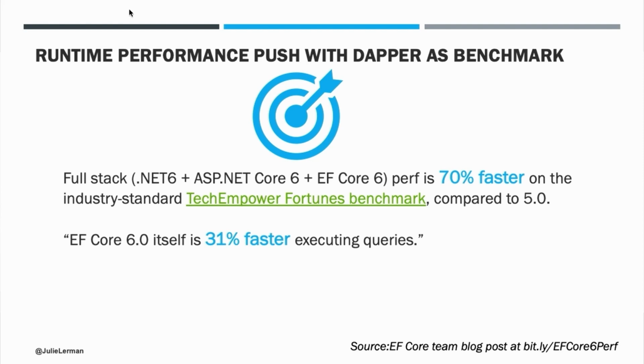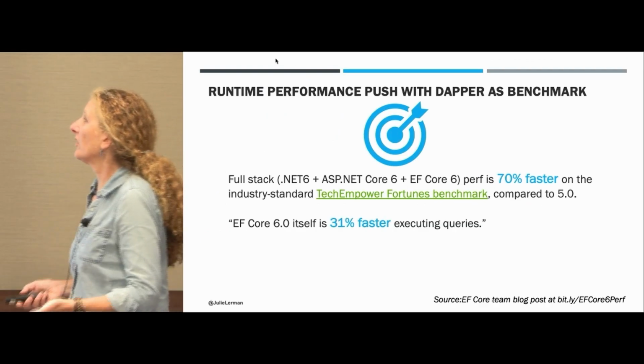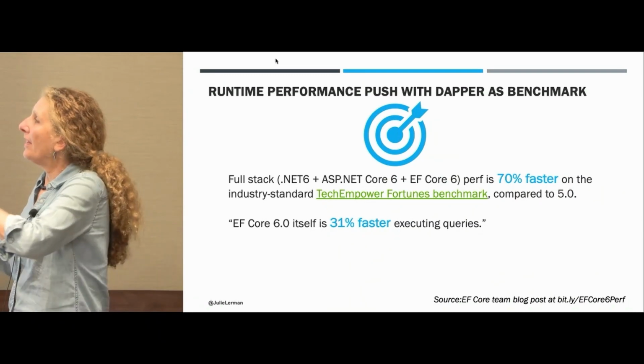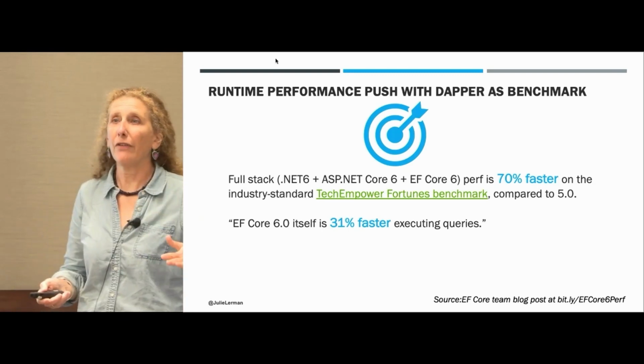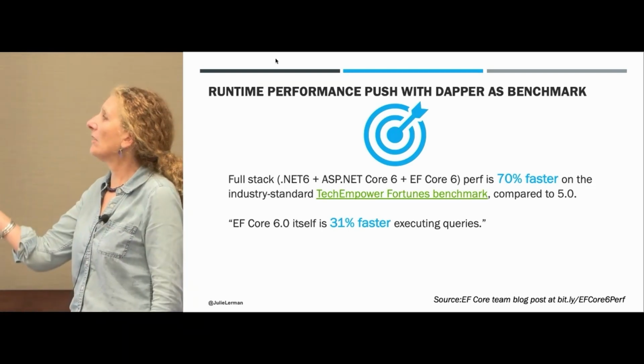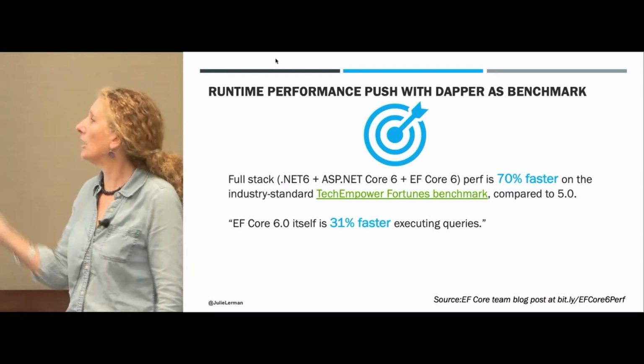So overall, Tech Empower is full stack, right? So it's .NET, ASP.NET. So it's very specific web access with data retrieval involved. So the combination, .NET 6 performance improved a lot also, right? So that has an impact as well. So a combination of .NET 6, ASP.NET Core 6, and EF Core 6, comparing that to how it ran in .NET 5, they discovered it was 70% faster in EF Core 5.